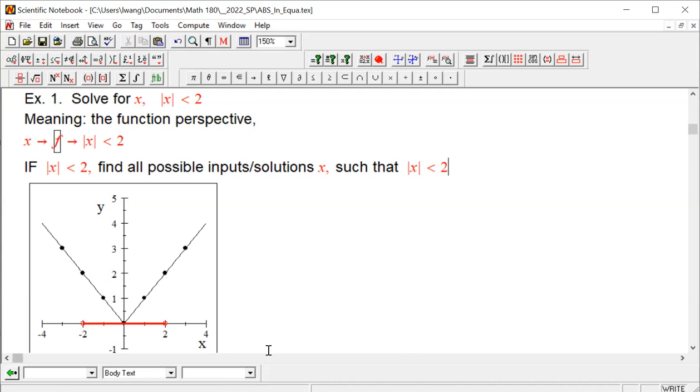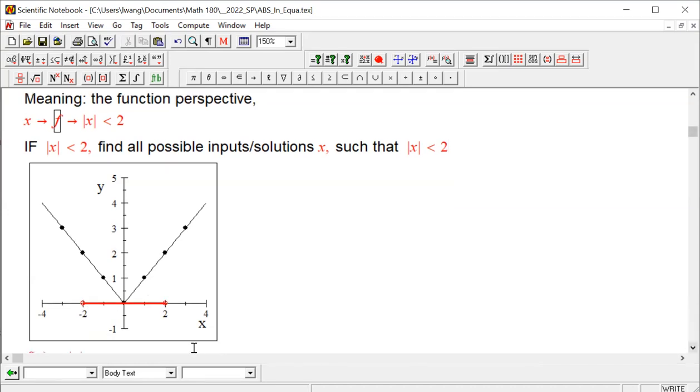So what will be the answer? The answer will be the description of all of these numbers marked in red, between -2 and +2: larger than -2, smaller than +2. So -2 less than x less than 2 will be all the solutions. So that's the solution.